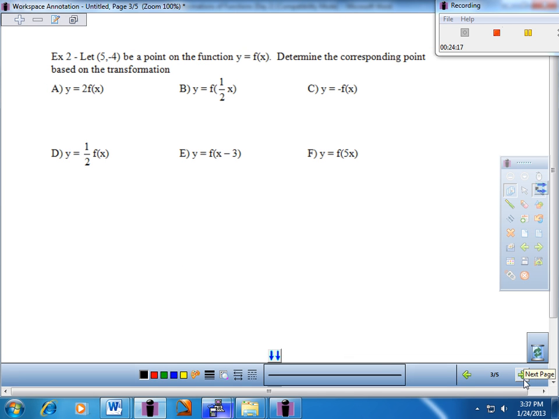So we've done this one, just tracking a singular point. So let's go for it one more time here. Let 5, -4 be a point on the function y equals f of x, so on the parent function. Determine the corresponding point based on the transformation. All right. I don't know if I left you enough room here, but see if you can go ahead and give me a coordinate plane. I'm going to try to do this justice over here.